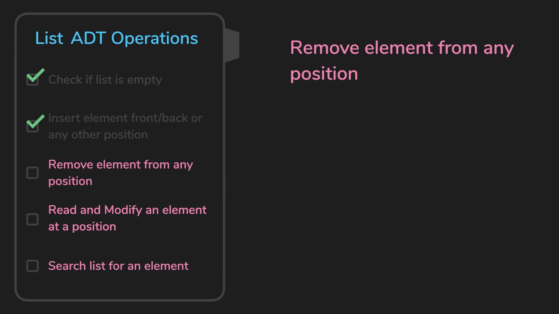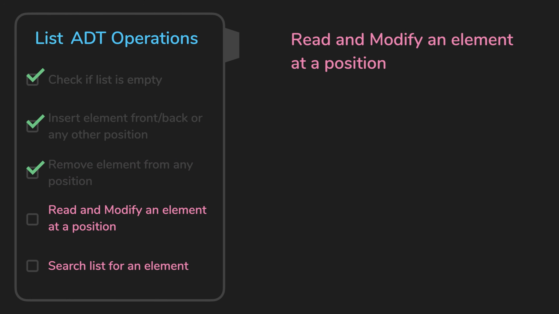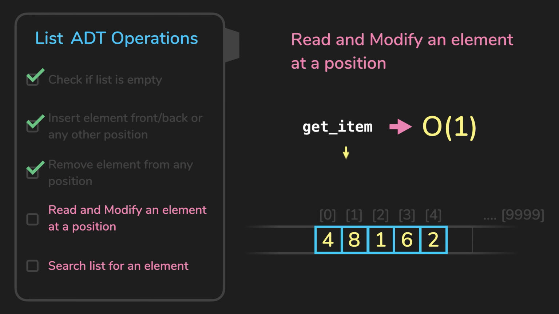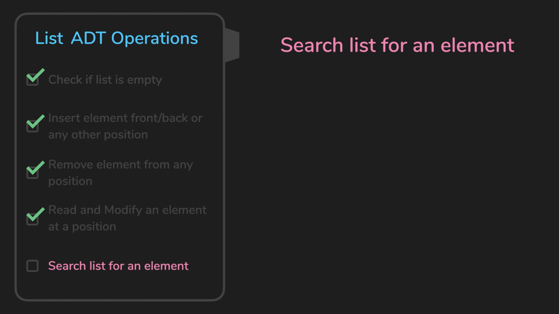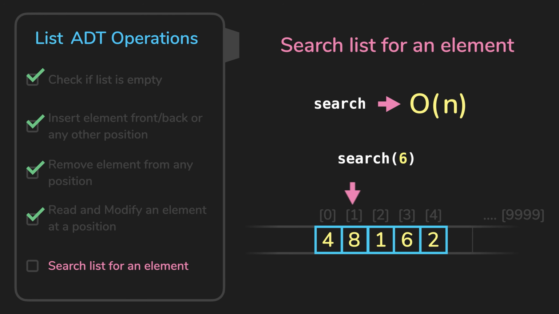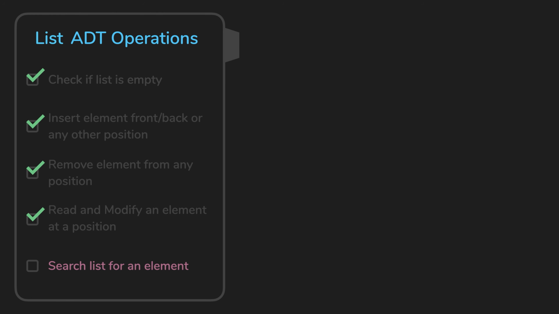Read and modify elements at a position, that's an O of 1 operation. Because it is an array, I can just access the index and return the value. Or if I want to modify it, I can just overwrite the value. No need to shift anything. This is the array's specialty. What about searching for an element? This is also an O of n operation because you'll just have to look through your whole array. Each time you look at an element in your array, that's considered one operation. And in the worst case, you have n elements to look through.